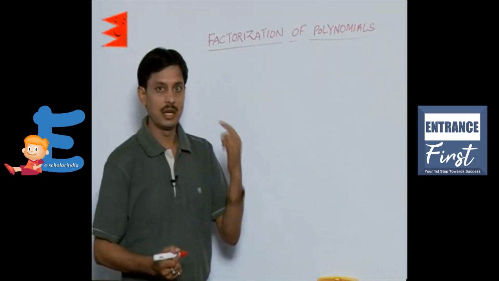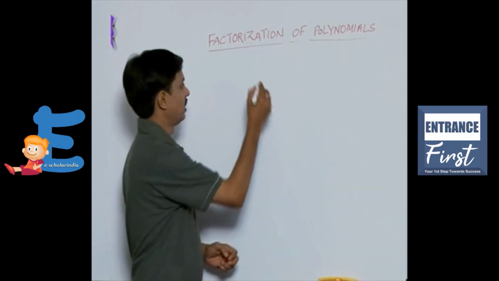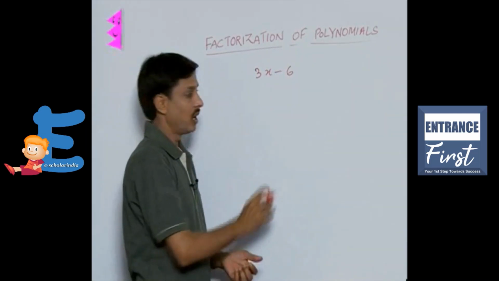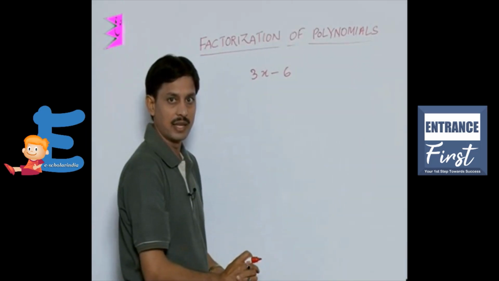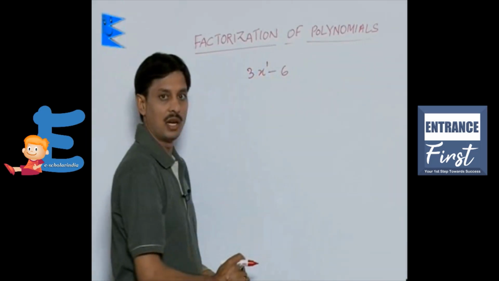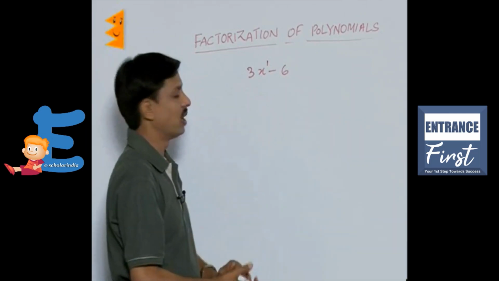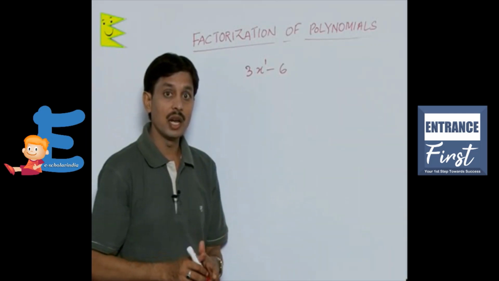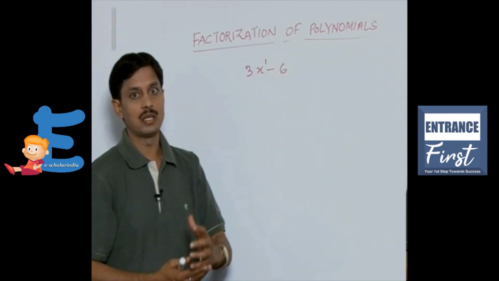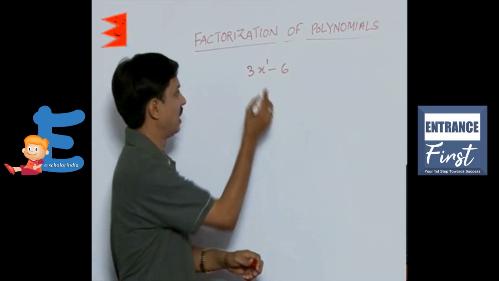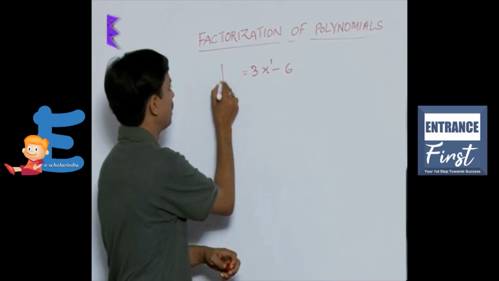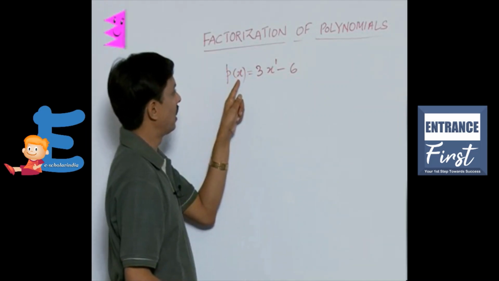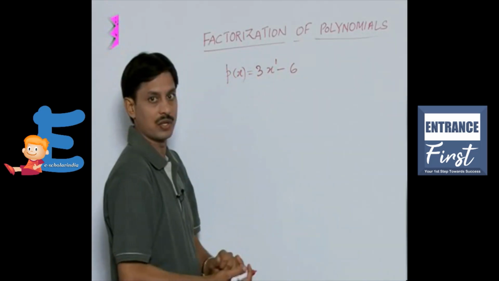Take an example: 3x minus 6. It is a polynomial, yes. It is a linear polynomial, and its degree is 1. Now the question is, is there any value of x possible? I can represent 3x minus 6 by the symbol p(x), meaning a polynomial in x which is 3x minus 6.